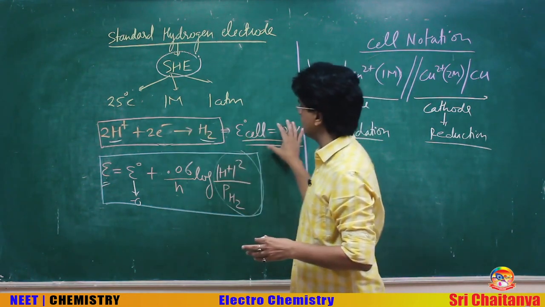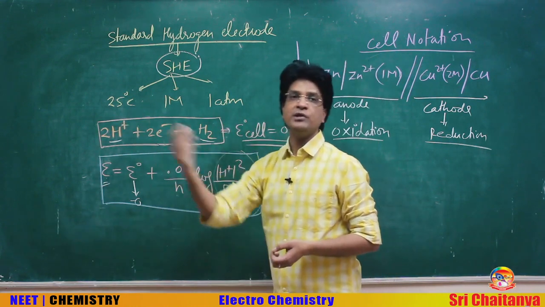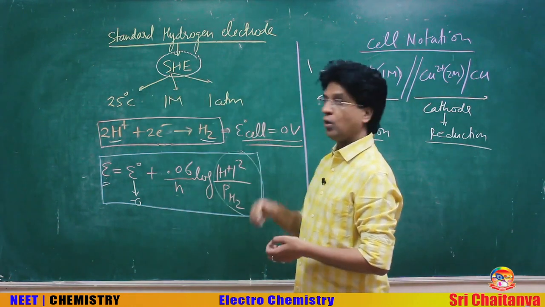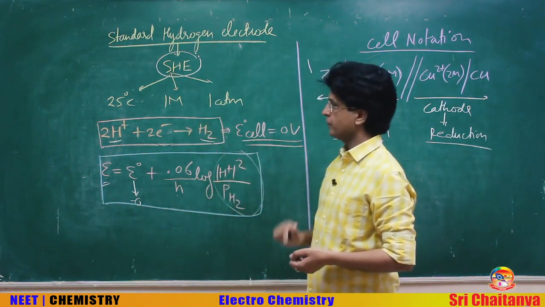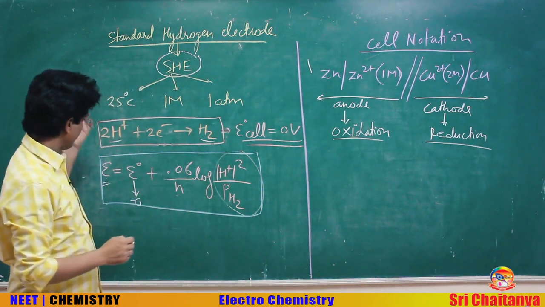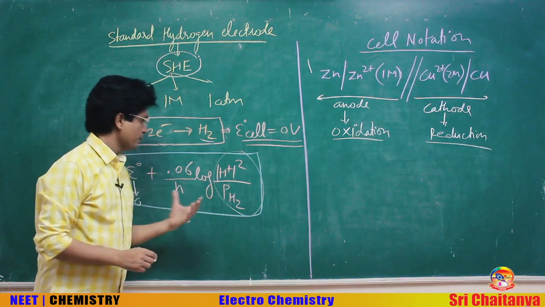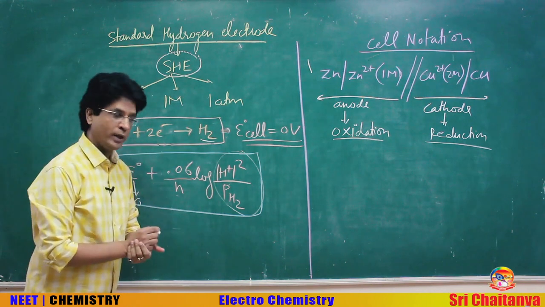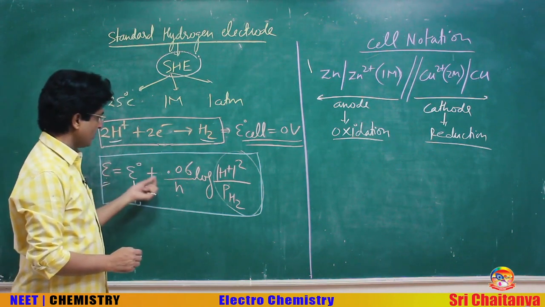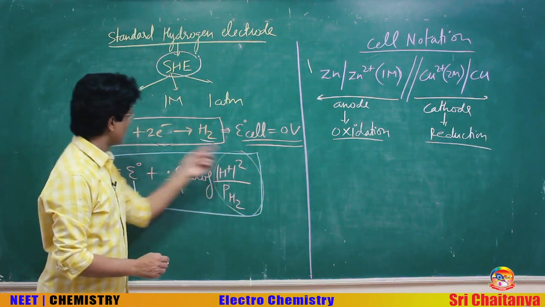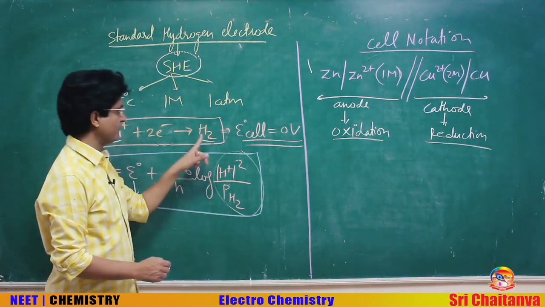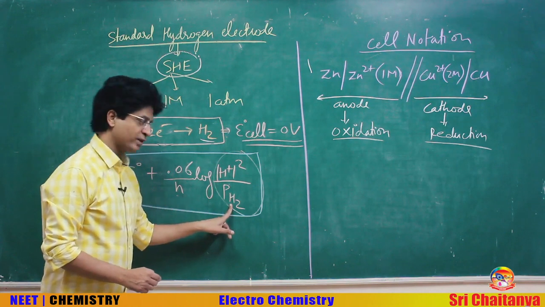Now, by assuming it to be 0, we have to measure the cell potentials of other elements with respect to SHE. Okay, so all the cell potentials are relative to SHE. Now, if we have to measure electrode potential of hydrogen at other conditions except standard one, we have to use Nernst equation. So E will be equal to E naught plus 0.06 upon n log of H ion whole square (reactant) upon (product) partial pressure of hydrogen. Okay, whenever we have a gas, we have to mention the partial pressure of that.